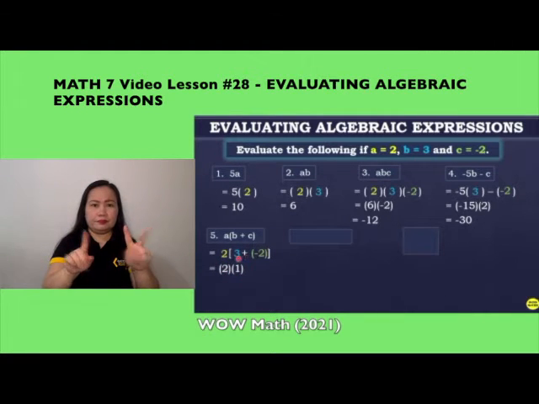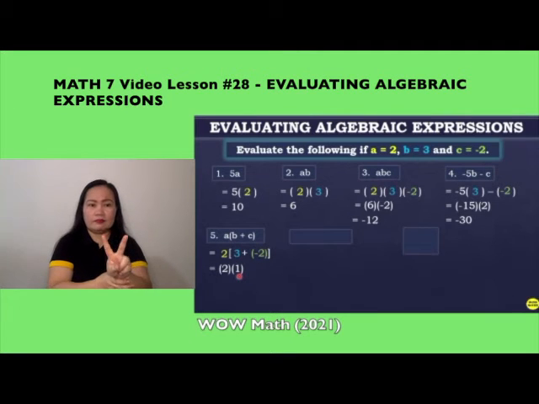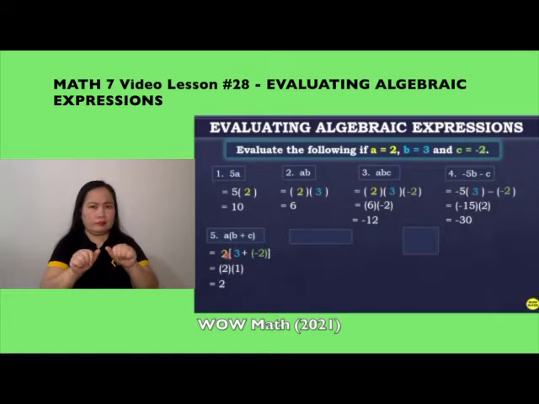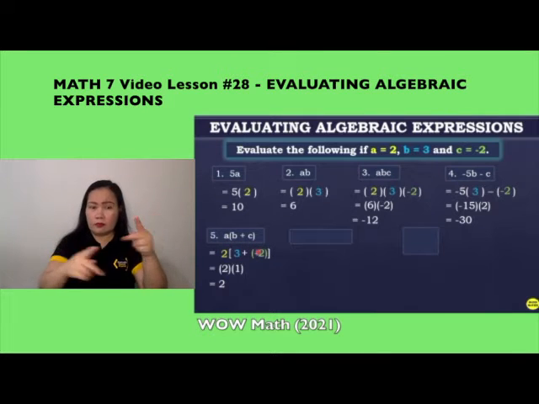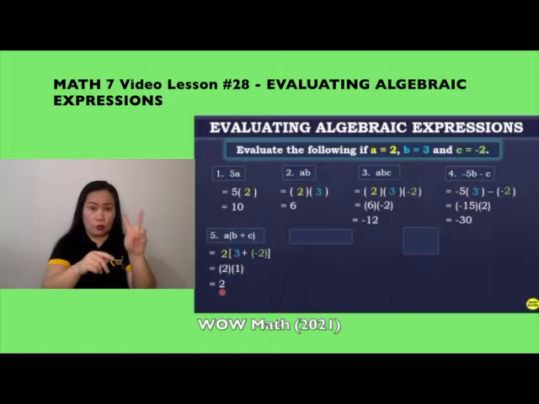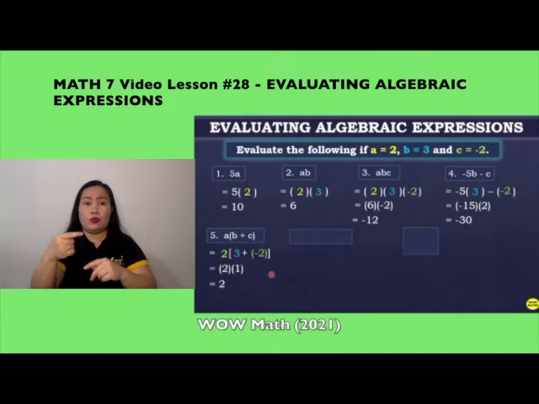Okay? So, unahin natin nasa loob. 3 plus negative 2, that is positive 1. And then, 2 times 1, so that is positive 2. Okay? Or pwede ka rin po, again, marami tayong paraan. So, pwede ka rin po mag-distributive property. Ito muna, 2 times 3, that is 6. And then, 2 times negative 2, that is negative 4. So, 6 plus negative 4, positive 2 pa rin po yun. Okay? Let's have number 6.